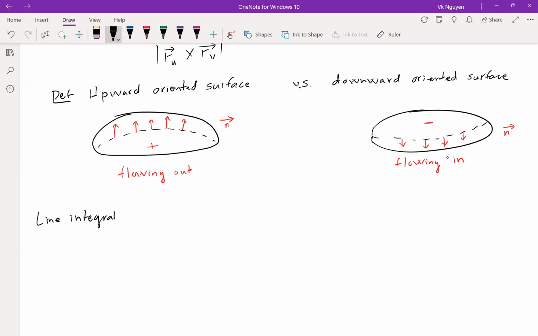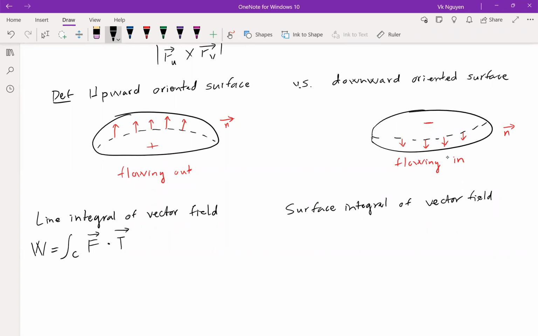This is the integral of a vector field, the surface integral of a vector field. Okay. So for the line integral, if you can remember, it is the work, and that will be the integral of F dot T ds, where F is the force.